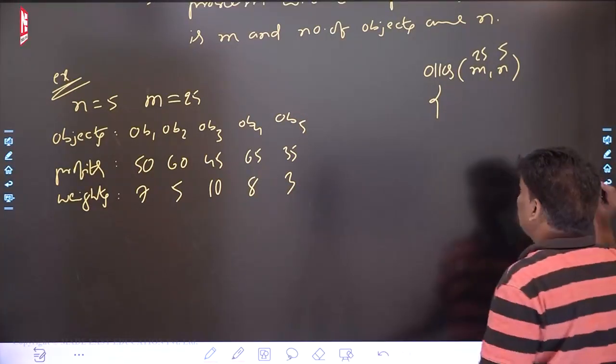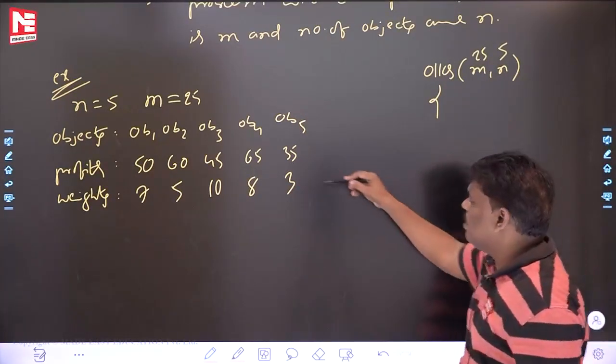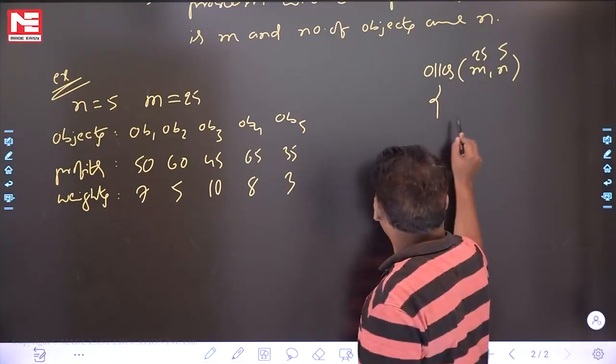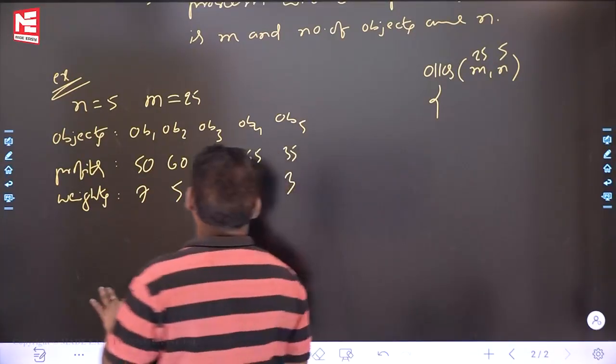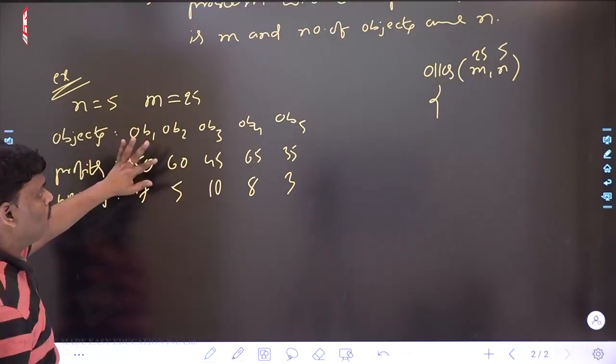You are at the 5th object. Now can you help me with one small line? What is the answer? I am at the 5th object. That is fine. What is the answer for this? We will see now.